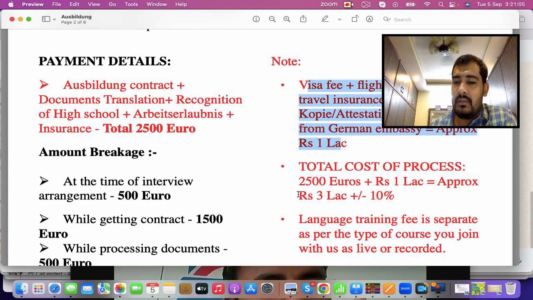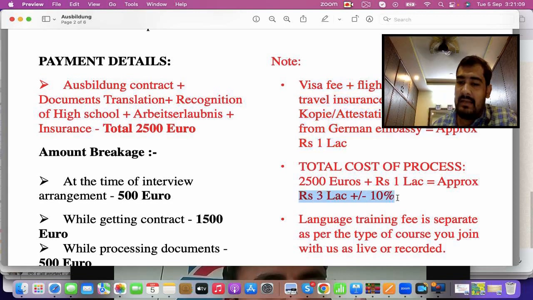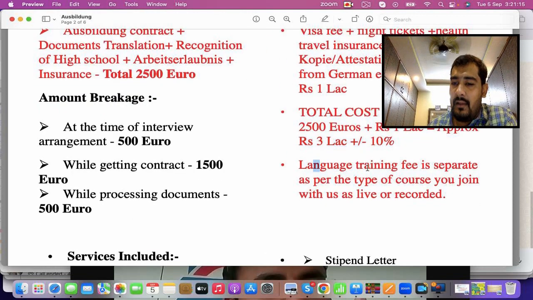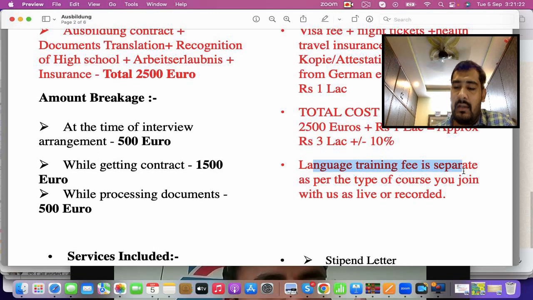So that's around 3 lakh rupees roughly, plus minus, keep a scope of 10%. It can be 10, 15, 20,000 more. It can be 10, 15, 20,000 less. Getting the point? Right? Language training fees is separate, as per the type of course you join with us. That's our part, the language trainings and all. On that also I'll come after this.